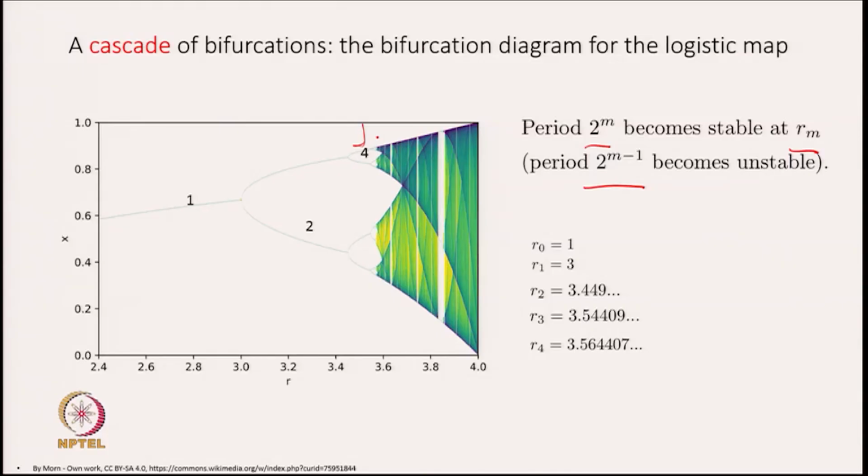The values of the parameter at these bifurcation points are as follows. r0, namely where period 1 becomes stable, is 1. Period 2 became stable at 3. Period 4 becomes stable at 3.449. Period 8 becomes stable at 3.544, etc. Period 16 at 3.56, and so on. These are known to much higher precision. Some of them are even known analytically.